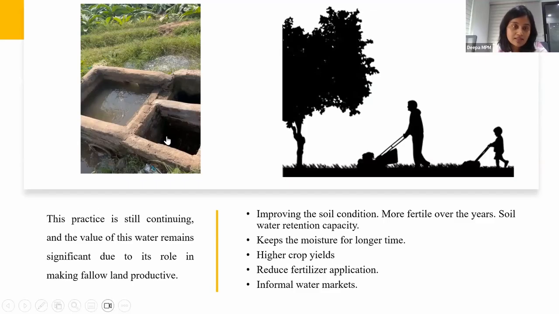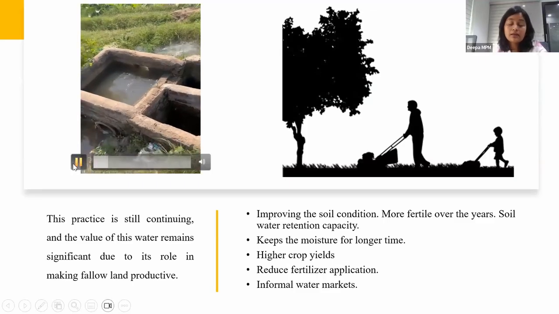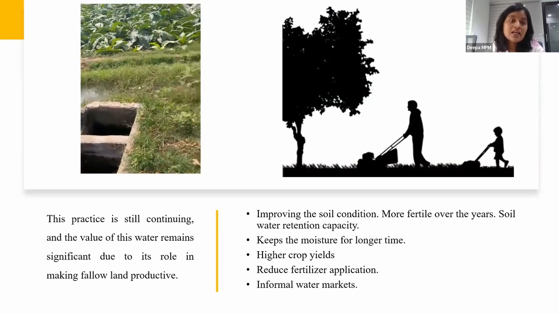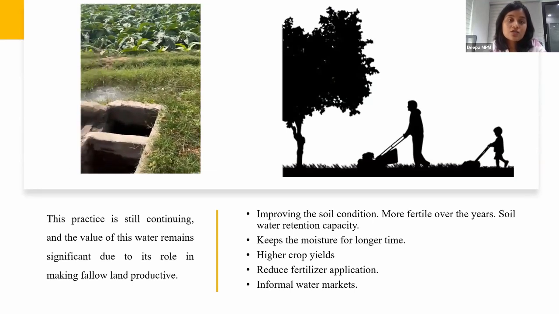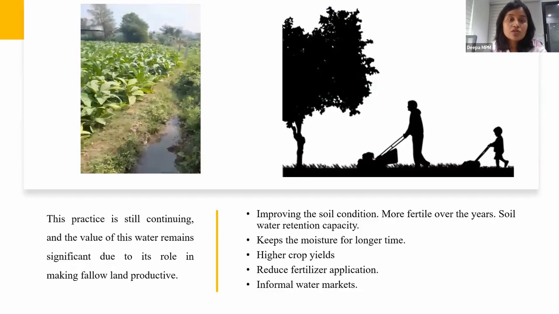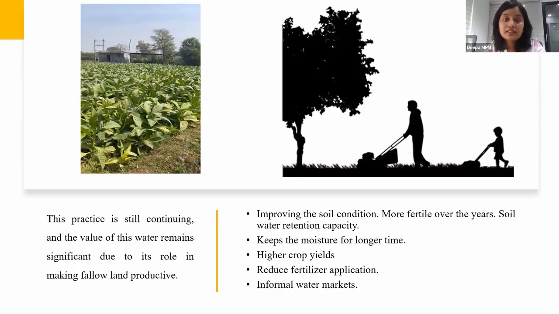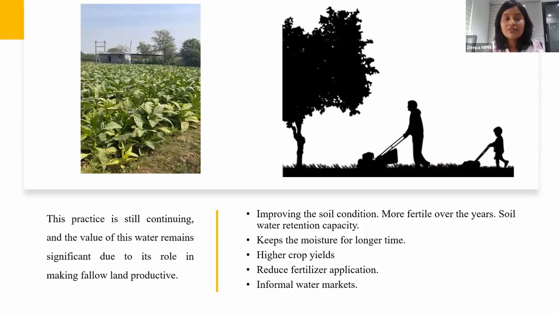You can see this chamber system. I'll just play a video. See how systematically they have framed this system. This is a wall system, so they operate respective walls to give water to the respective farmers' fields. This is how they gradually developed their own system to get water. Now a single farmer is selling water to 40 hectares of land in Sagepur village. This practice is continuing, and the value of this water remains significant due to its role in making fallow land a productive one.